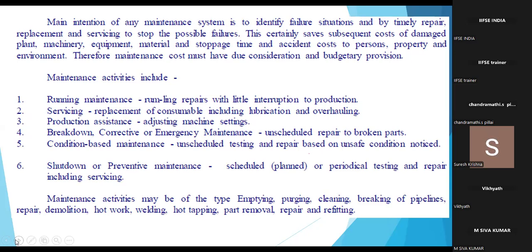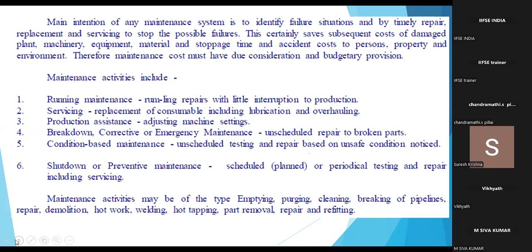Then these maintenance activities include running maintenance, repairs like little interruptions to the procedures, and servicing, in the sense the replacement of any consumables like lubricant oil or engine oil, including lubrication, overhauling, production assistance, adjusting machine settings. And breakdown, corrective or emergency maintenance, unscheduled repair to broken parts, and condition-based maintenance, unscheduled testing and repair based on the unit's condition.